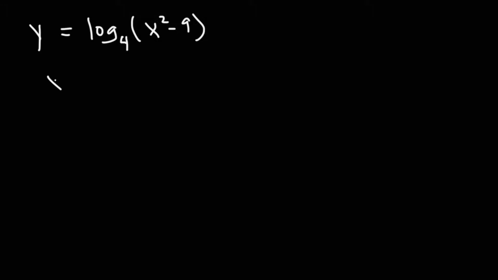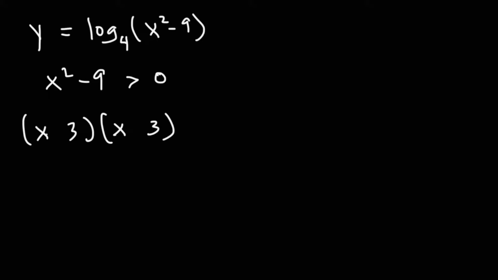So we're going to do the same thing we did before. We're going to take whatever is inside and set it greater than 0. Now what we have is a difference of perfect squares. So we can factor this expression. The square root of x squared is x. The square root of 9 is 3. So we can factor x squared minus 9 as x plus 3 and x minus 3.